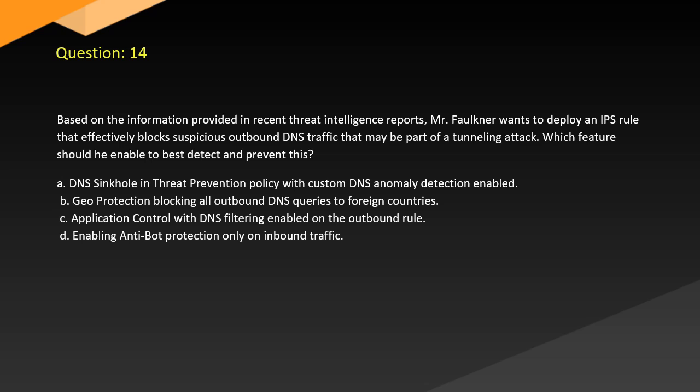Question 14. Based on the information provided in recent threat intelligence reports, Faulkner wants to deploy an ITS rule that effectively blocks suspicious outbound DNS traffic that may be part of a tunneling attack. Which feature should he enable to best detect and prevent this?